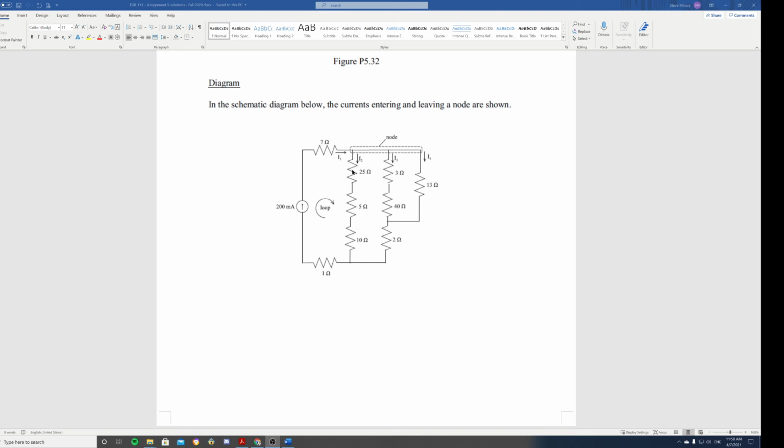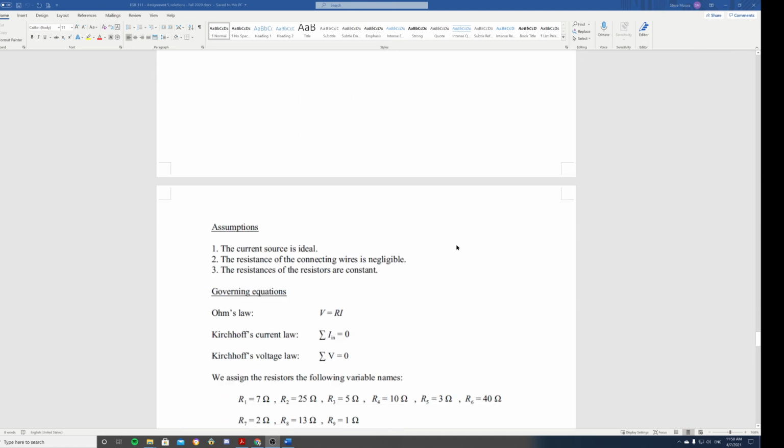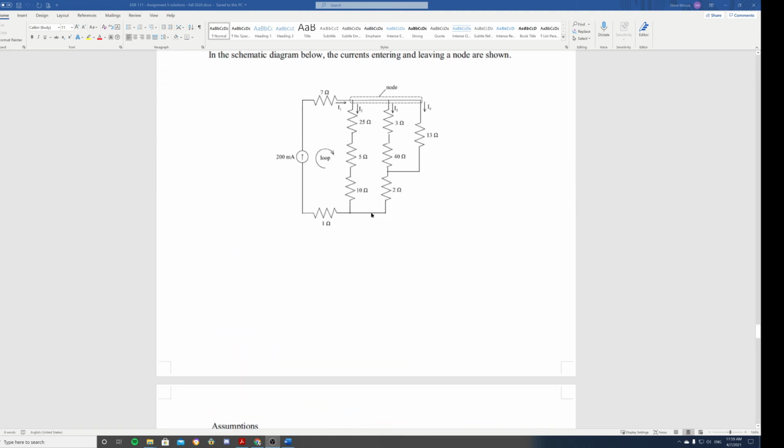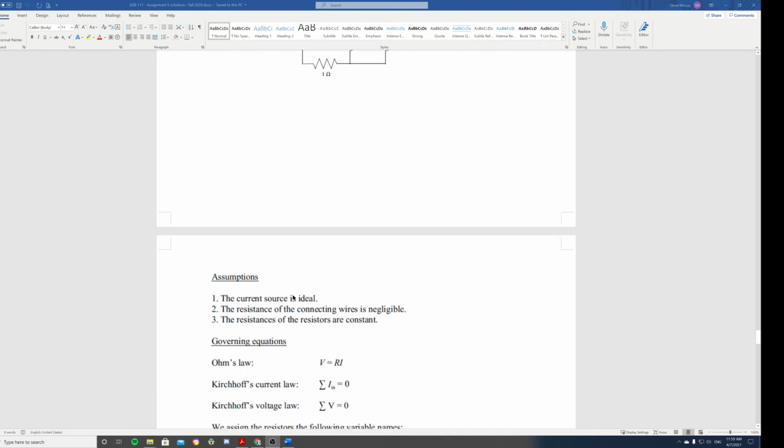All right. So a few things here. One is all current sources are ideal. Resistance of the wires is negligible, and the resistances of the resistors are constant, meaning they're not changing. Current source is ideal. That just means it's always providing this value, and there's no resistor that's part of this. In reality, there is an internal resistance, but in this case, there's none. So this is an automatic one.